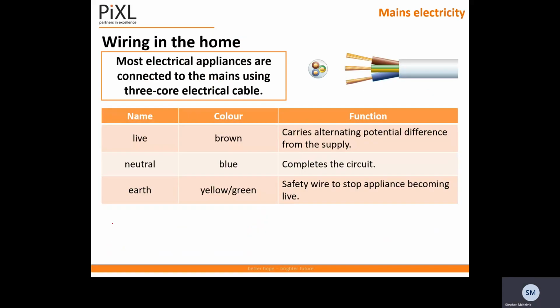Okay, most electrical appliances are connected to the mains using a 3-core electrical cable, and the 3 cores are the brown, the blue, and the yellow and green. We need to know what each of them do.